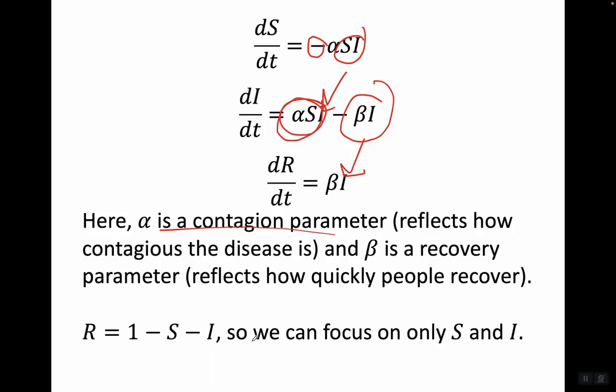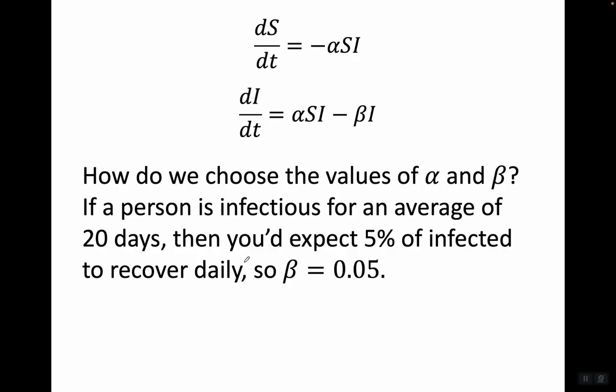R equals 1 minus S minus I, so people are either S or I or R. Since R is 1 minus S minus I, we can just focus on S and I. We're not going to pay attention to R.